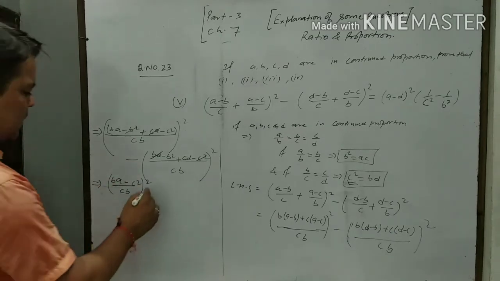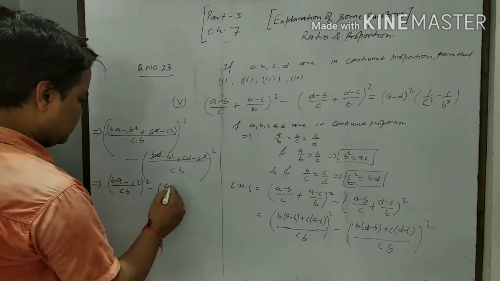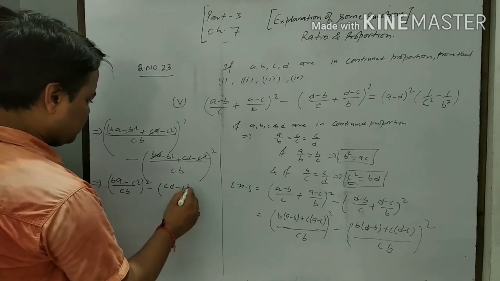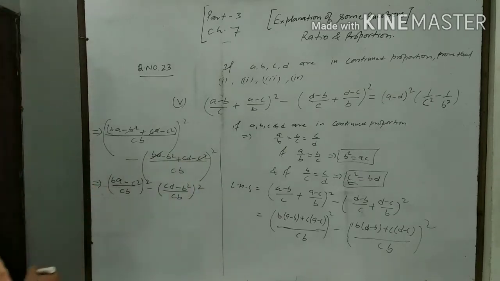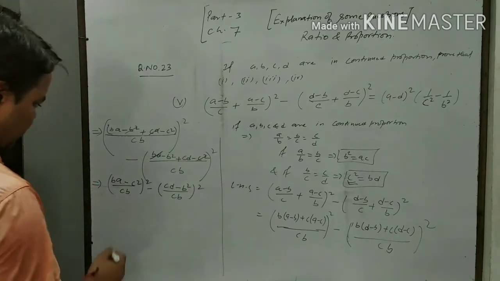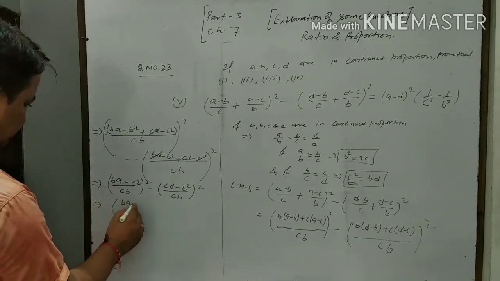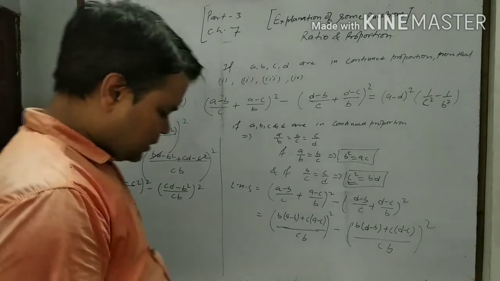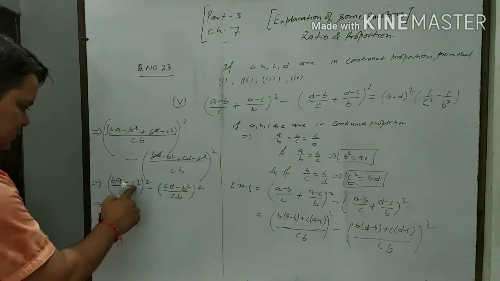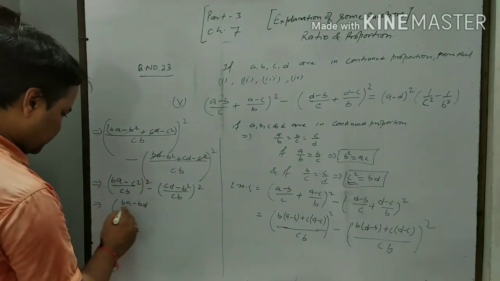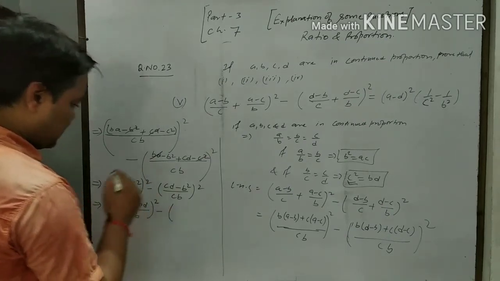This we have. Minus here, let us take CD this side. It will be CD minus B square upon CB whole square. Now BA minus C square. At the place of C square, what can we write? We can write BD, upon CB whole square, minus.